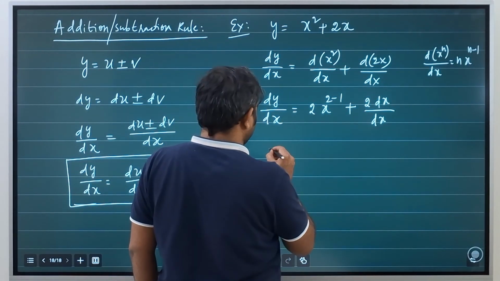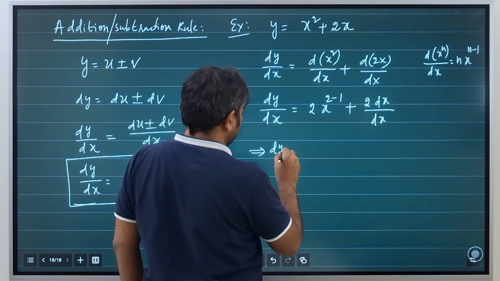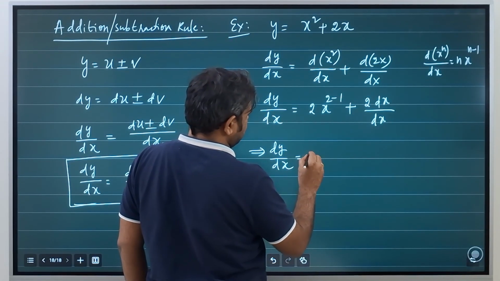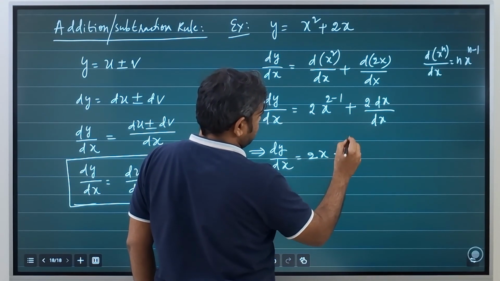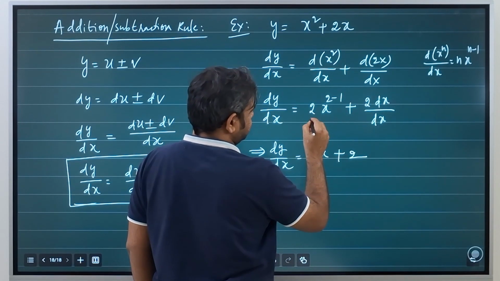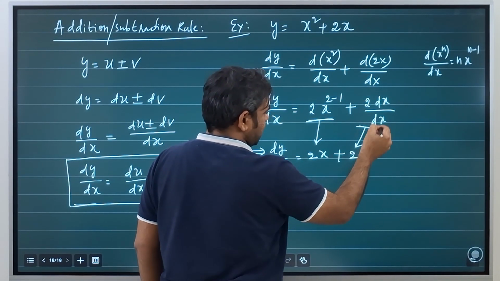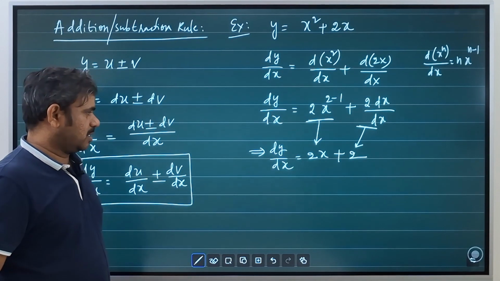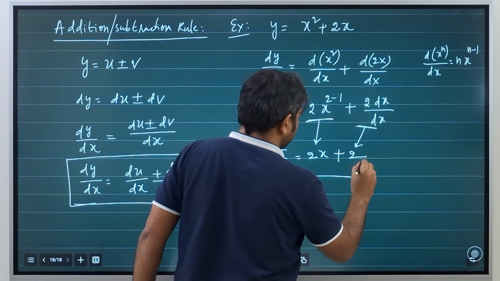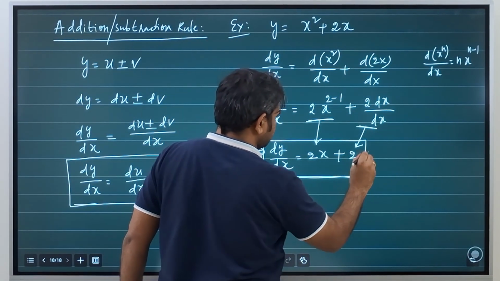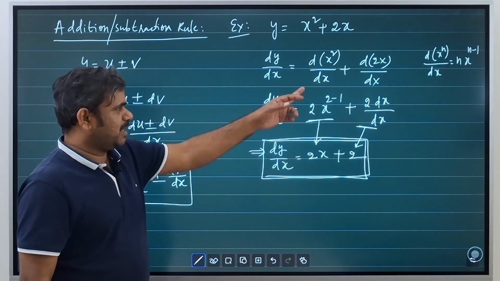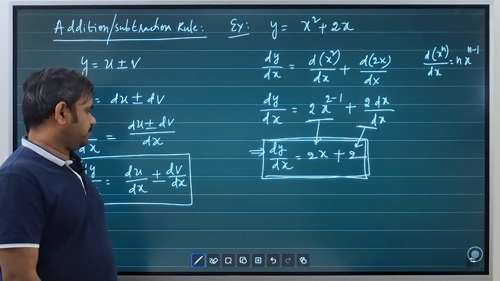So here dy by dx is equal to 2x, and this is 2. The first term is 2x and the second term is 2. dx by dx is equal to 1, you know that. So dy by dx is equal to 2x plus 2. This is how we calculate dy by dx by applying the addition rule.